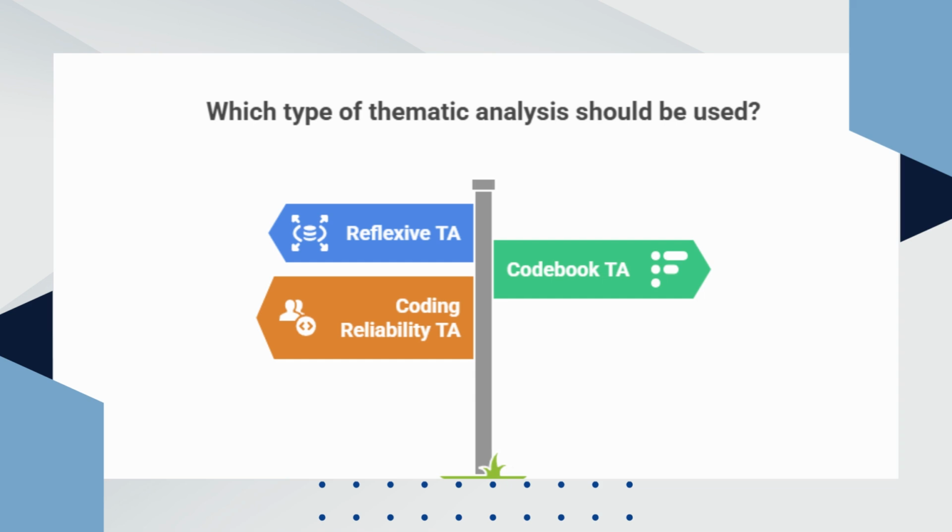When results need to be trusted by policymakers and stakeholders who prefer quantitative-like rigor. In those projects, coding reliability thematic analysis is used. It is less interpretative and more about standardization. It is often closer to content analysis than interpretive qualitative research.